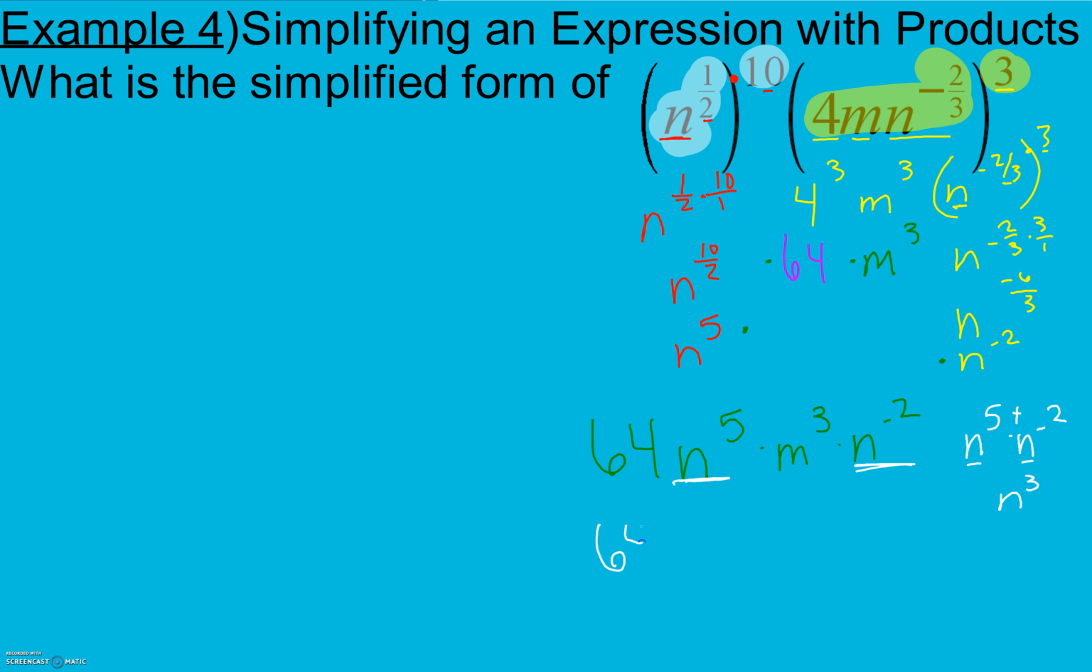So here I have 64, I just dropped that down. My m I'm going to drop down into my answer, and my n I'm going to bring over n cubed. And these are all just multiplied together. This whole time all we've been doing is multiplying and simplifying. So 64 m cubed n cubed is our final answer there as far as a simplified expression.